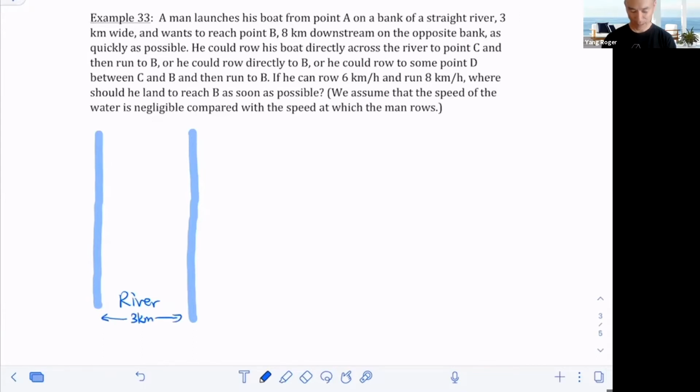Okay. He launches his boat from point A on the bank. So let's say here's point A. He wants to reach a point B 8 kilometers downstream on the opposite bank. So let me draw a little perpendicular here. Then I want to go about 8 kilometers down. This distance here is 8 kilometers. This is downstream, so that means the water is flowing this way.